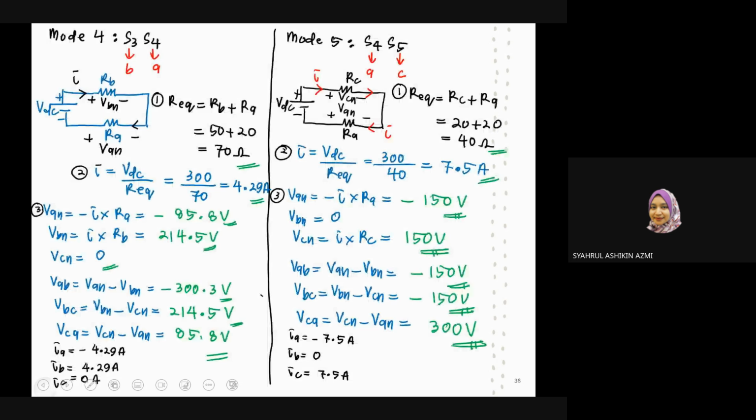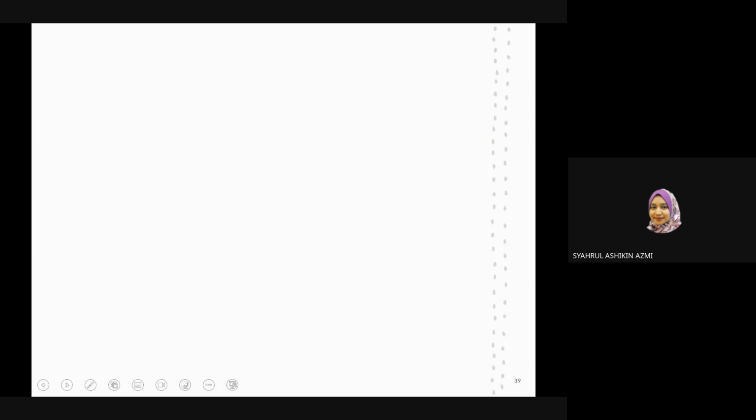Right. Okay, so you need to do for mode number 6. So for mode number 6, we have S5 and S6. Okay, S5 is the upper switch for phase C. S6 is the bottom switch for phase B.